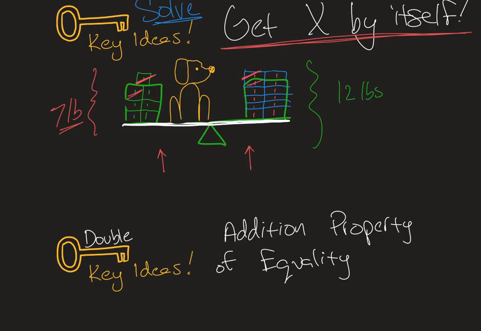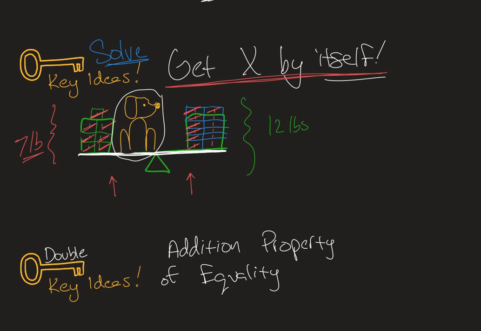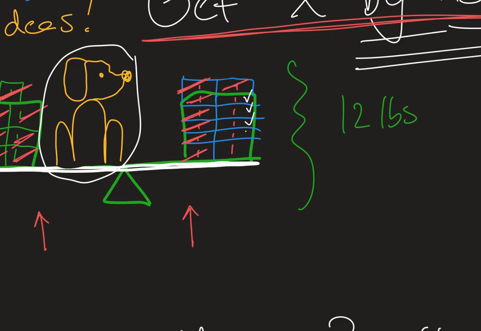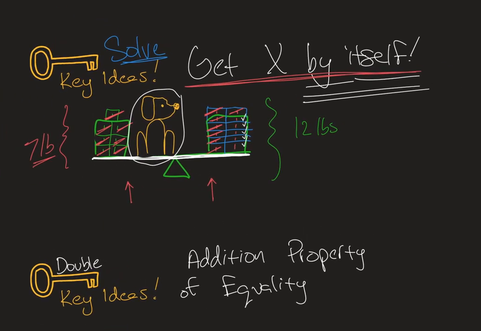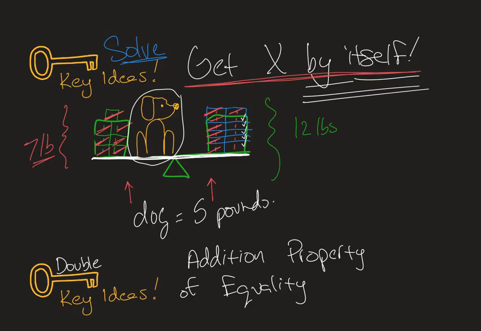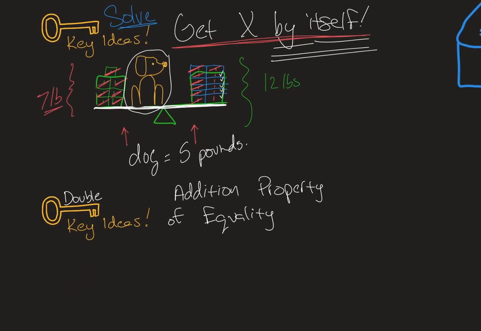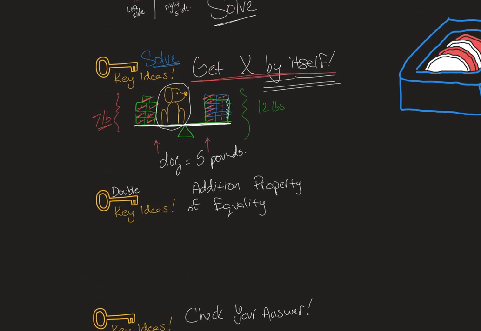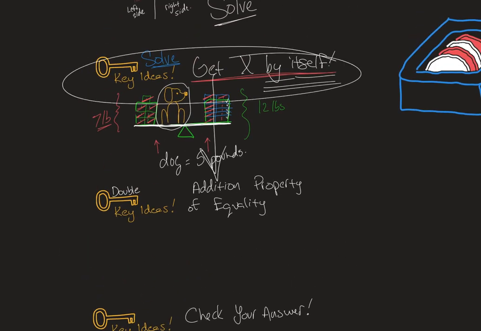Remove one more, one more, one more. And how many, we now have the dog by itself, right? And on the right side is 1, 2, 3, 4, 5 pounds. And that's what we said, that the dog was equal to 5 pounds, right? Okay, so that's getting x by itself. And here's where, like I said, this property was going to come in.